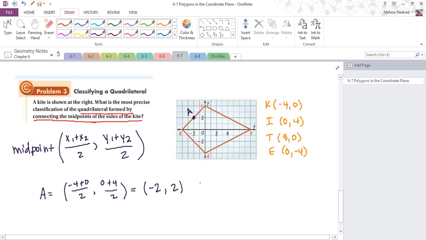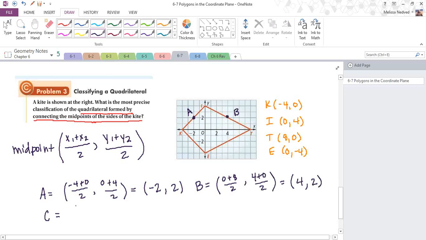There's A. Let's do B, and I'm going to call B the midpoint of IT. So I've got 0 plus 8 divided by 2, 4 plus 0 divided by 2. And simplify, 0 plus 8 is 8, 8 divided by 2 is 4, 4 plus 0 is 4, divided by 2 is 2. So the midpoint of IT, we're going to call that point B, is the point 4, 2, and I'm going to plot that.